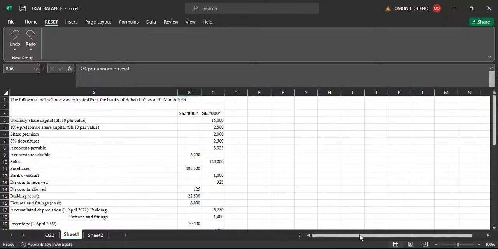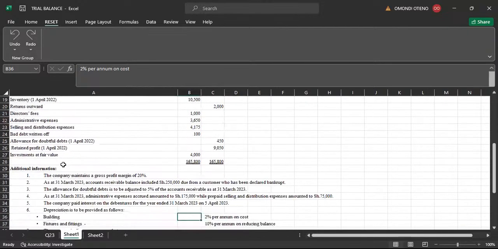Which account? So remember, they are not giving us the closing inventory, but they are telling us that the company maintains a gross profit margin of 20%. The moment we see margin, profit margin, then it means the denominator will always be sales. The moment you see the word margin, denominator will be sales.